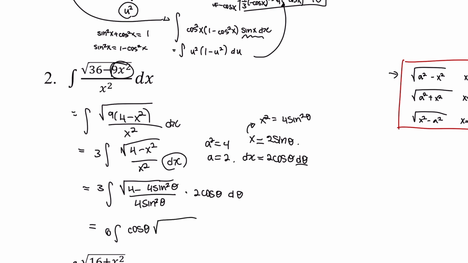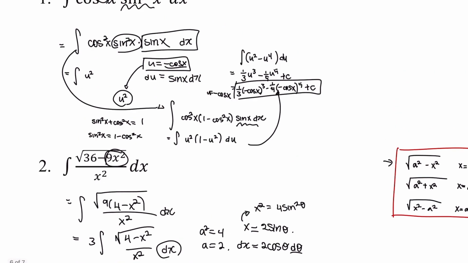and then right here, before we go further, we're going to try to simplify the radical a little bit. So we're going to factor out the 4, which means 4 times 1 minus sine squared theta over 4 sine squared theta, and then d theta. So since there's a radical for 4, outside the radical, square root of 4 is 2, so it's going to be everything multiplied by 2, or 6 times 2 is 12, and then cosine theta.